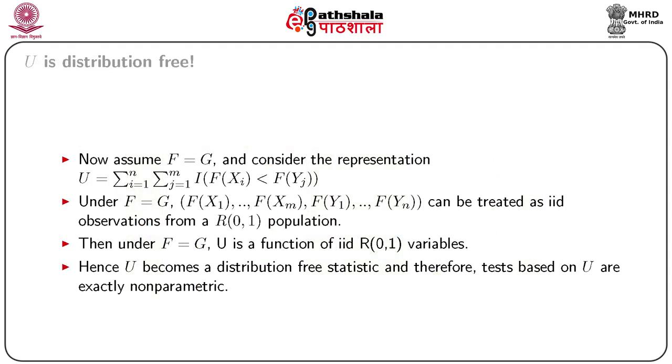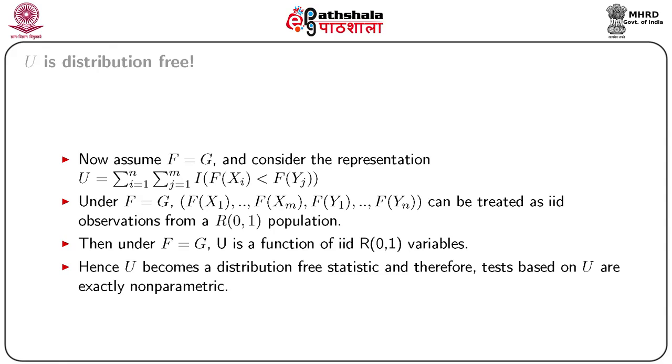Next, we look at an important feature of U. If f equal to g, then the distribution of U does not depend on any f or g. That is, U is a distribution-free statistic. Note that under f equal to g, U can be equivalently expressed as the sum of the indicators of F(x_i) less than F(y_j). Under f equal to g, F(x_1) up to F(x_m) and F(y_1) up to F(y_n) can be treated as m plus n IID observations from a rectangular population.